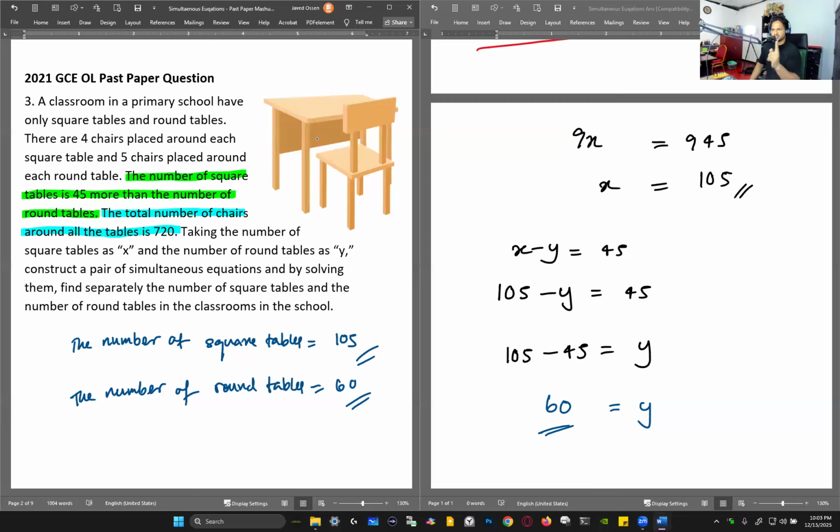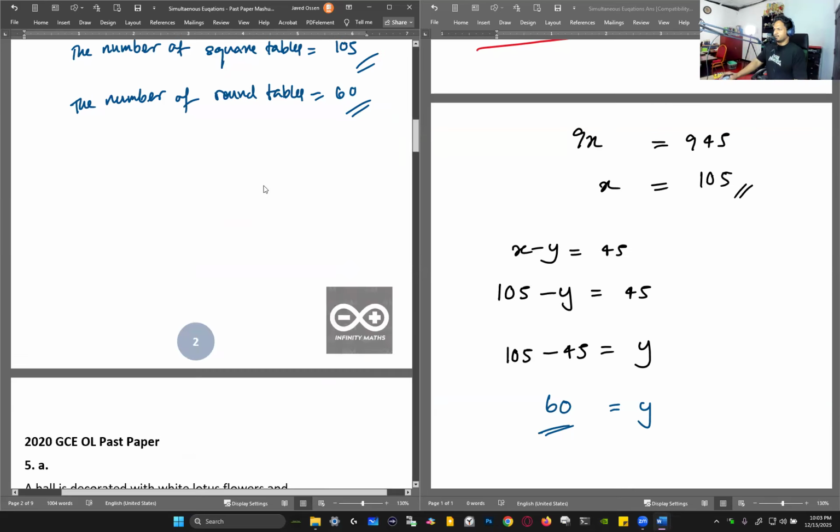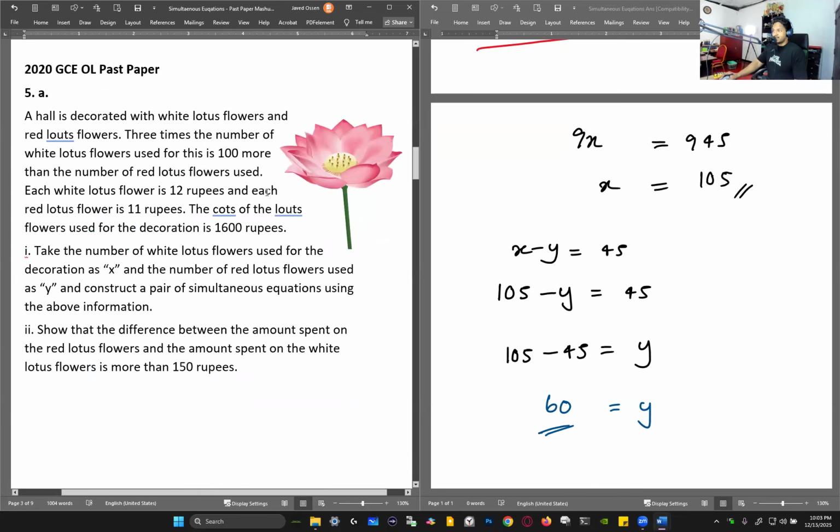The number of round tables equals 60. That's the answer, man. 105 and 60 is the answer. Let's do one more question, okay? One more question, then we are done. But you guys have to do this question with me, okay? Wasn't difficult at all, right? This one is a fun question, okay? This one is a bit difficult.